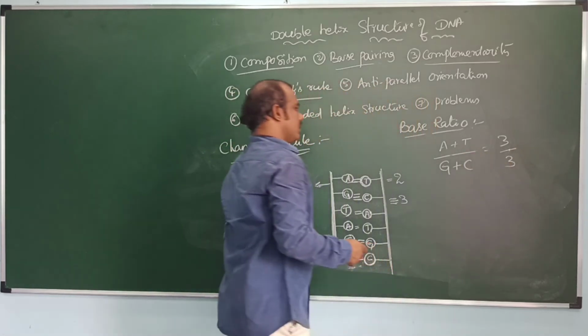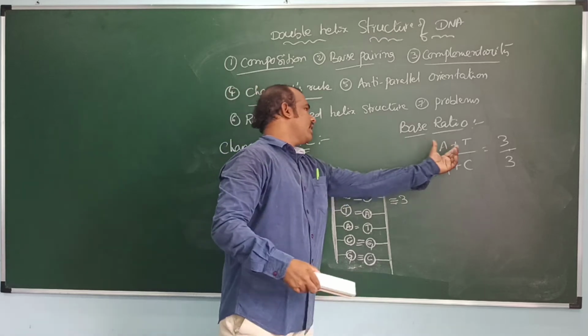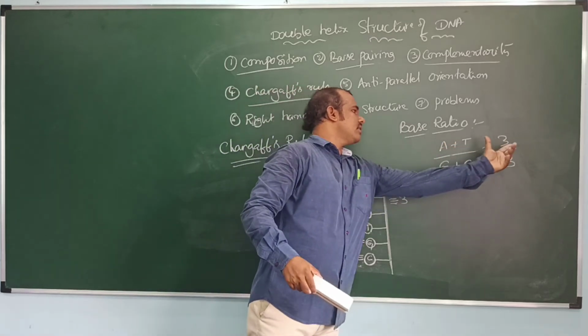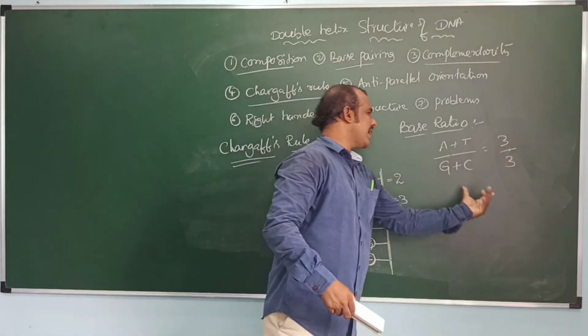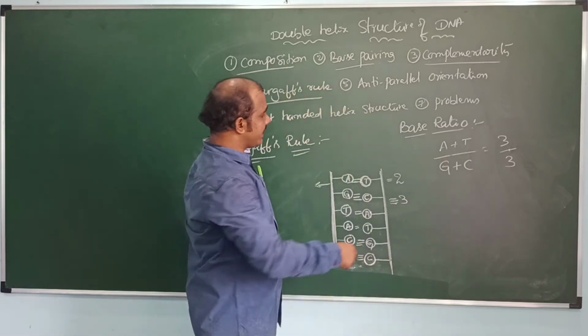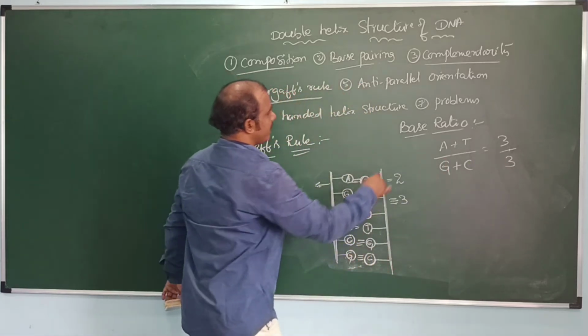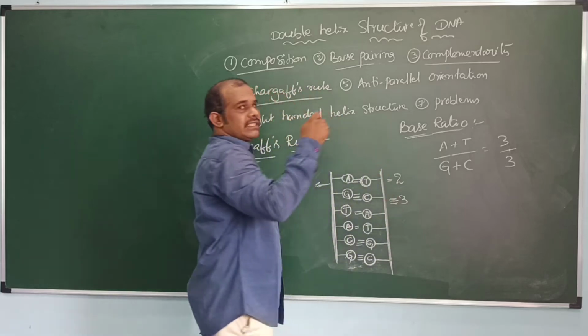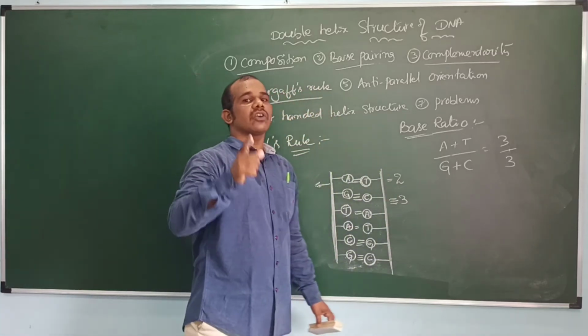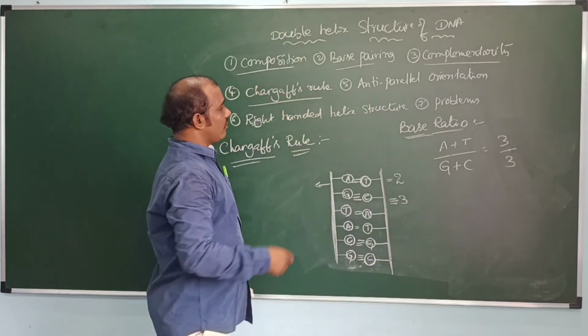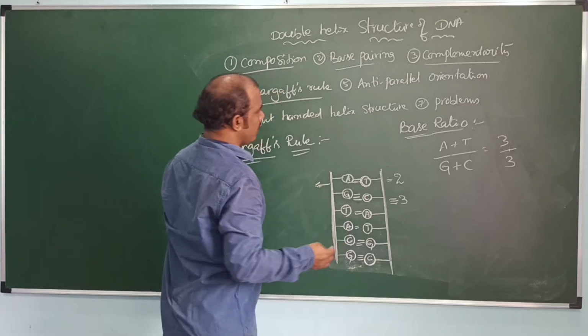So the number of A and T is 3, and the number of G and C is also 3. But the base ratio is not equal and it is not constant. And what is the value of base ratio?